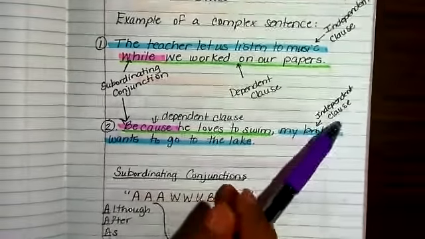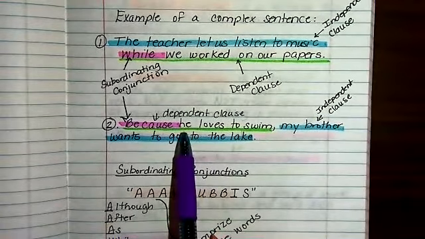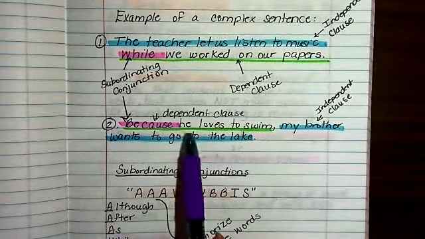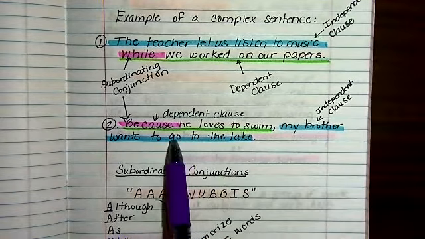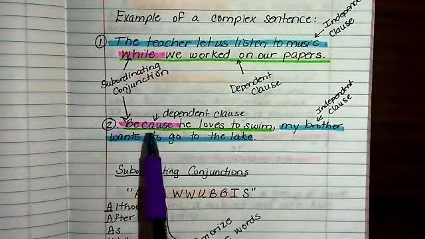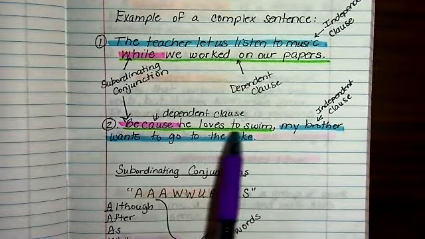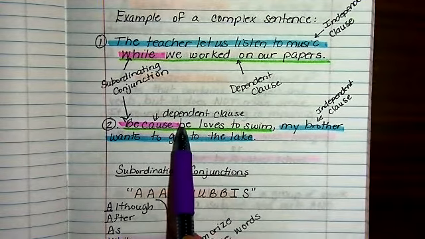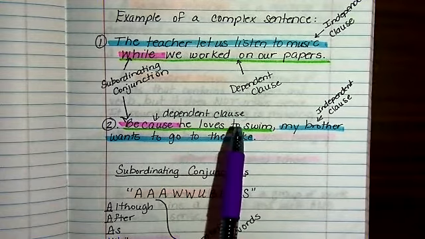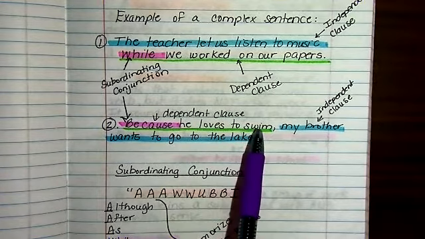Look at the next example under that sentence. Because he loves to swim, comma, my brother wants to go to the lake. I underlined in green because he loves to swim. That is a dependent clause. It has a subject and a verb, but doesn't make sense. It sounds like it's missing a detail.